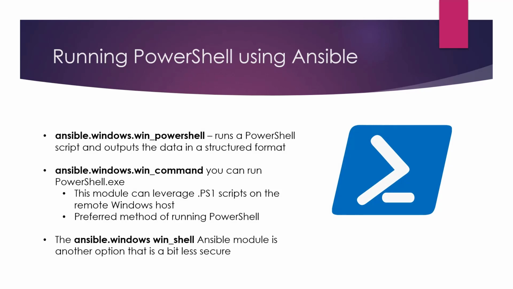Now, how do we run PowerShell with Ansible? Well, primarily there are three modules that we want to mention: the win_PowerShell module, win_command, and win_shell. Win_PowerShell seems to be one of the easiest, as you can just simply copy and paste scripts from what I have found easily into an Ansible playbook, and it just seems to work. Win_command and win_shell are also both options that you can use.